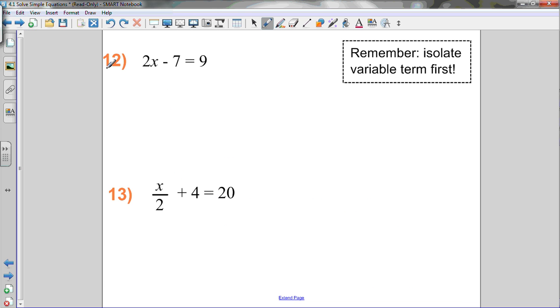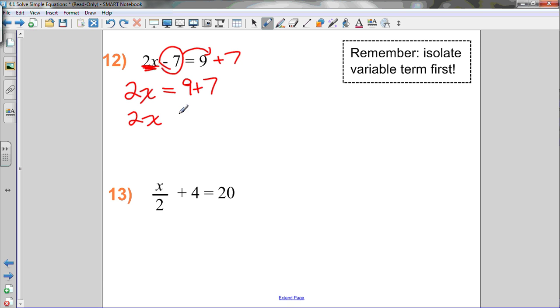Okay, so let's do this question. So a little reminder here, remember, isolate the variable term first. So I want to isolate this 2x first. So I have 2x minus 7 equals 9. I need to solve for what value of x makes this equation true. In order to do that, I'm going to first isolate 2x by moving that 7 to the other side. The opposite of subtracting 7 is adding 7. So I'm left with 2x equals 9 plus 7.